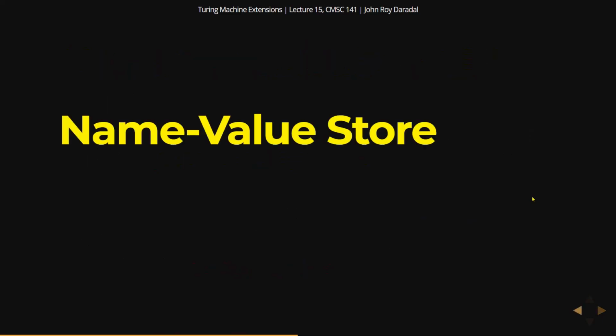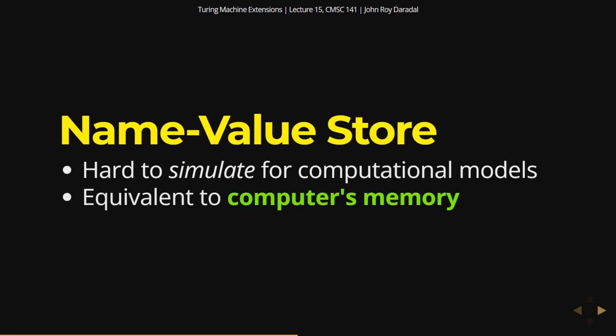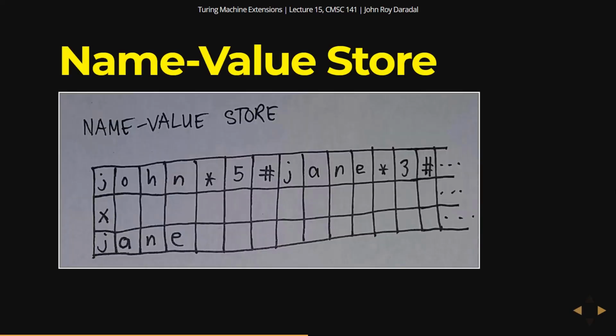And finally, we have the last extension for the Turing machine, which is the name value store. This is hard to simulate for computational models because it's kind of equivalent to a computer's memory. So you have a name value pairing. You can think of it like a dictionary of some sort. For example, your name value store could look like this. You have John is assigned the value 5, Jane has the value 3, and so on.